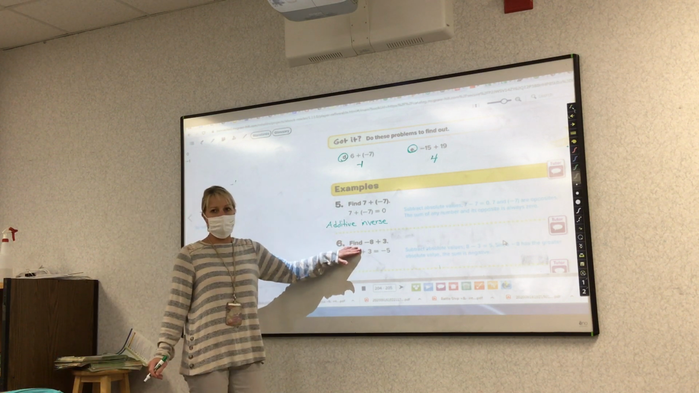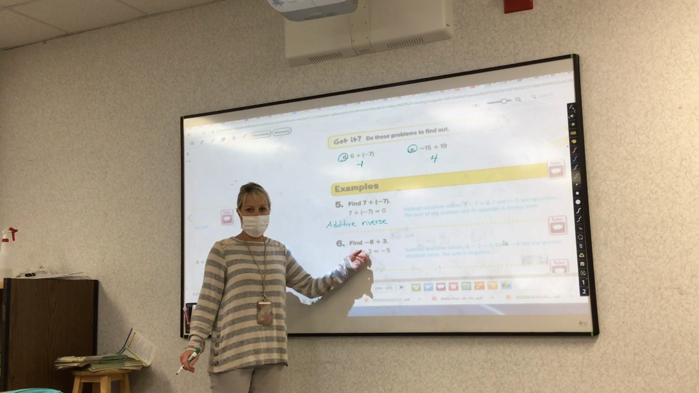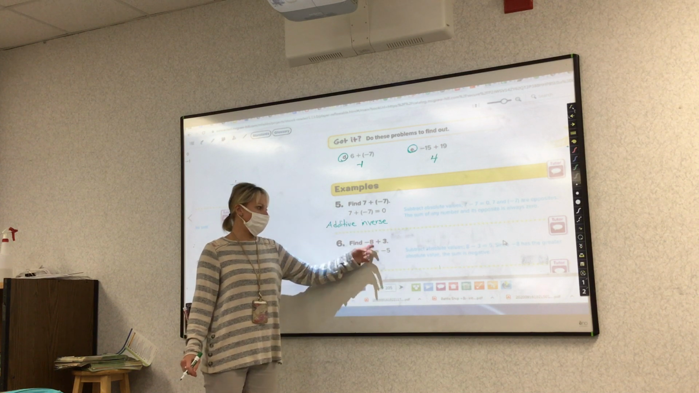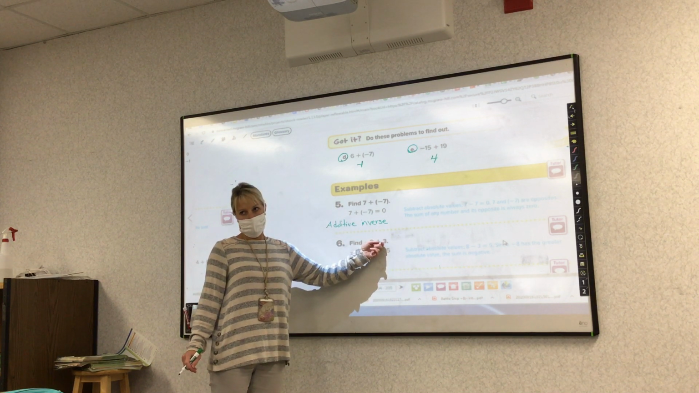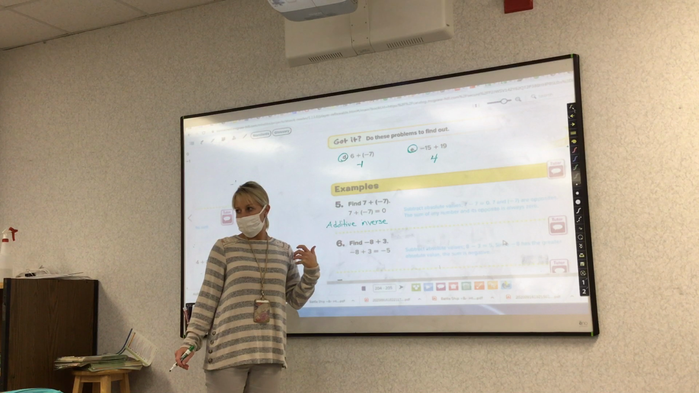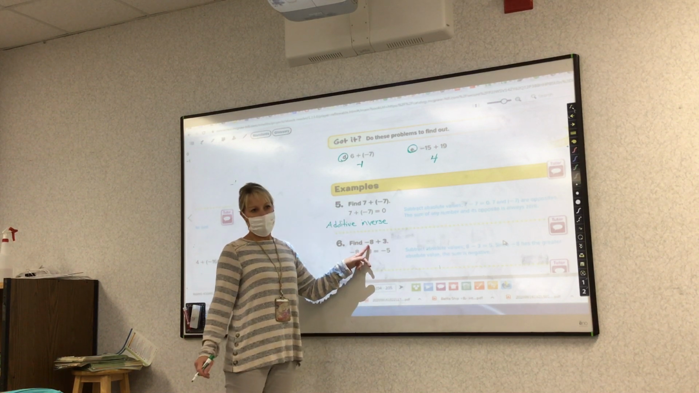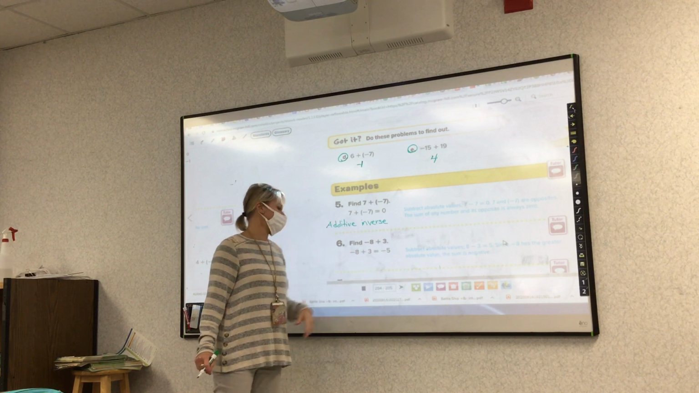Same with the next example. I have a -8 and a +3. One's negative, one's positive, so you subtract. 8 minus 3 is, what's 8 minus 3? 5. Just 5, then you take the sign of the negative. So -5.